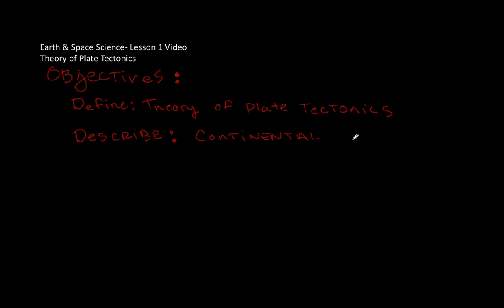So the first objective is to define the theory of plate tectonics, also known as plate tectonic theory. And in addition to defining the theory of plate tectonics, I also want you to be able to describe two scientific discoveries that preceded and led to the theory of plate tectonics. And those were the discovery of continental drift and also the discovery of seafloor spreading.